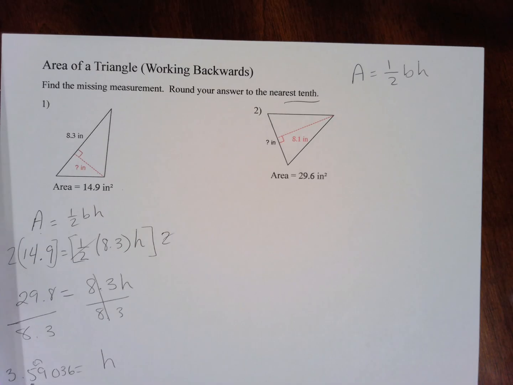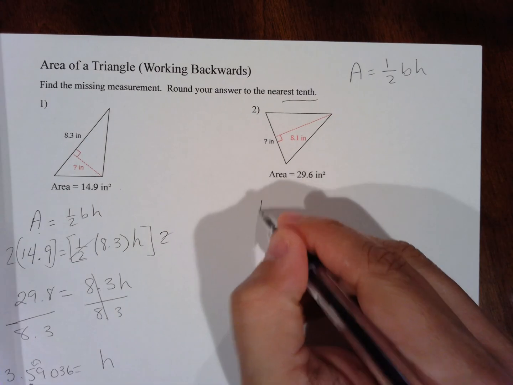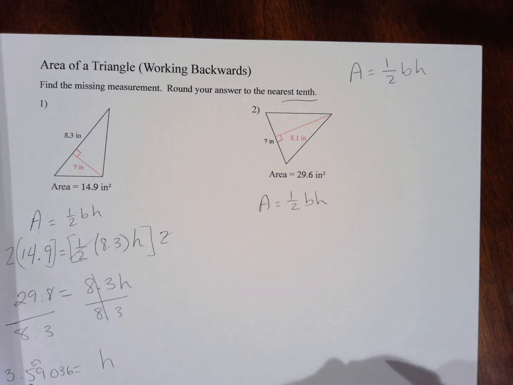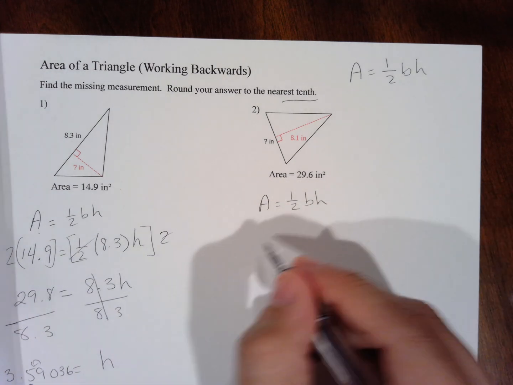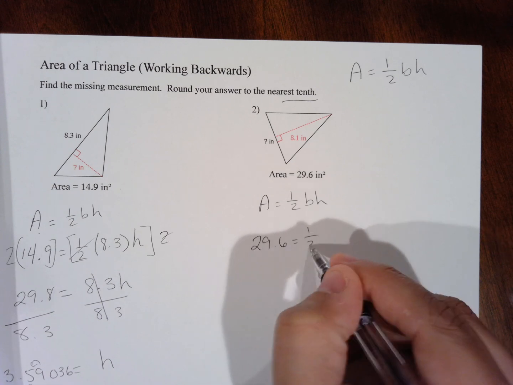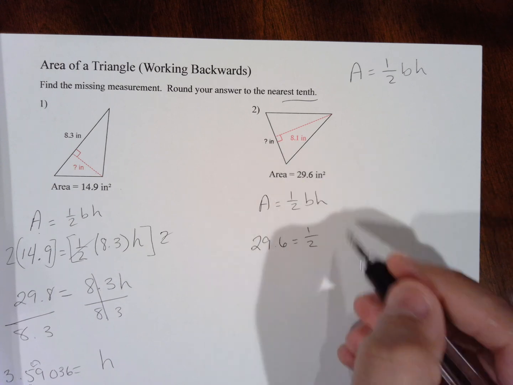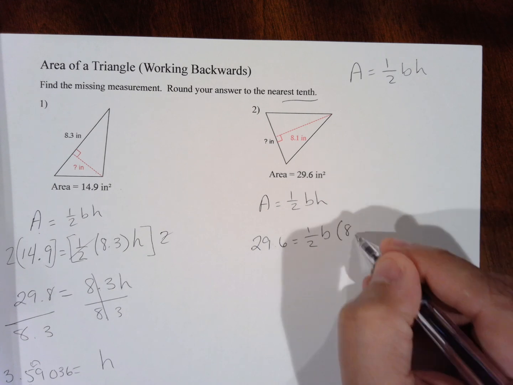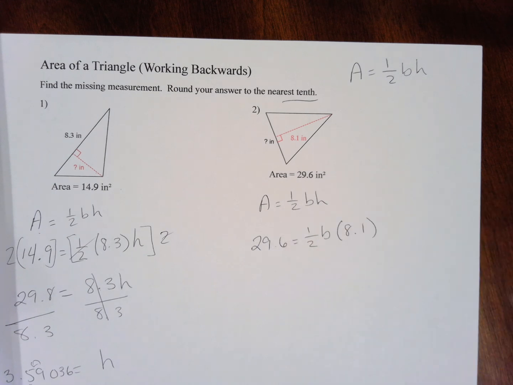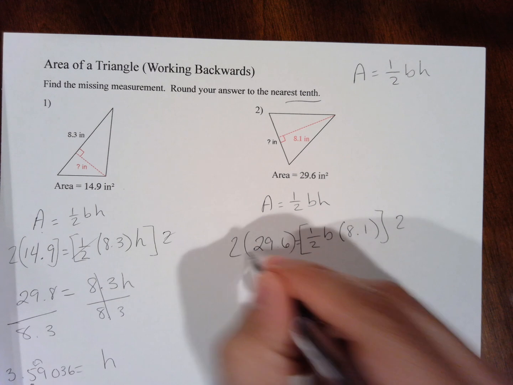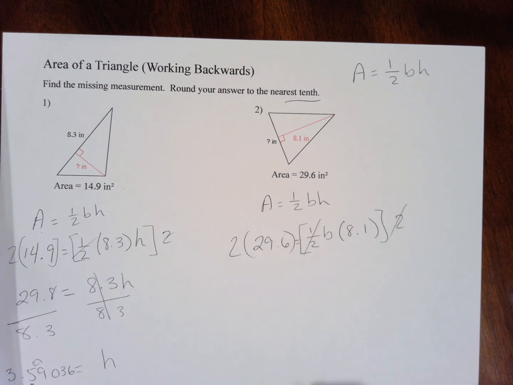All right, we can try the next problem, same idea. We know that area is equal to 1/2 the base times the height. I'll substitute in what I know. The area is 29.6, and that equals 1/2 times. This time I don't have the base, so I'll put b in here, and I know that the height is 8.1, times 8.1. Okay, so again, I'll multiply both sides by 2. That's going to get rid of this 1/2.